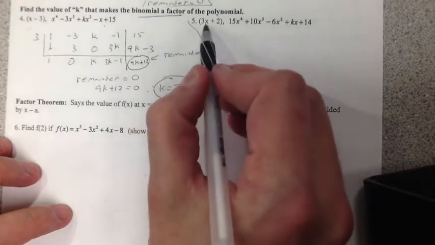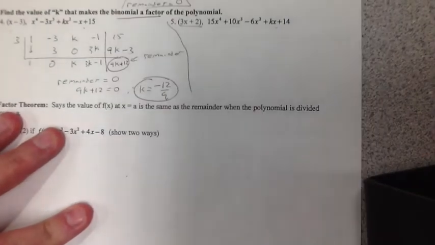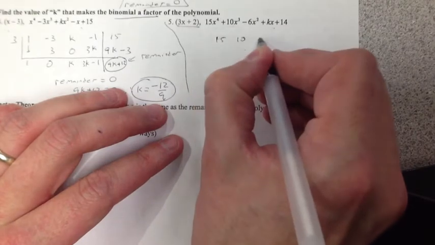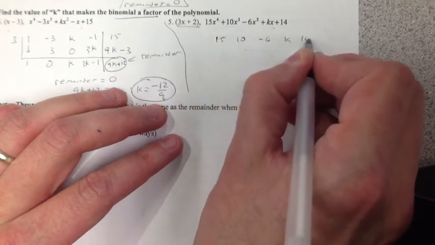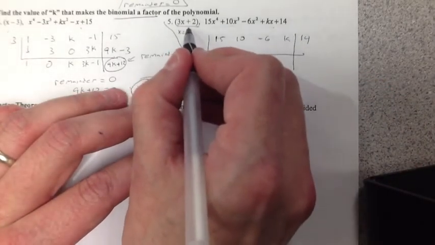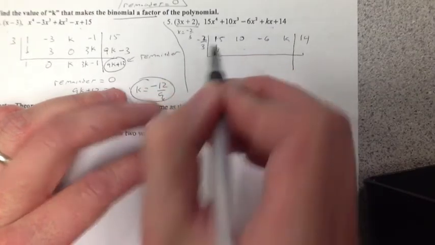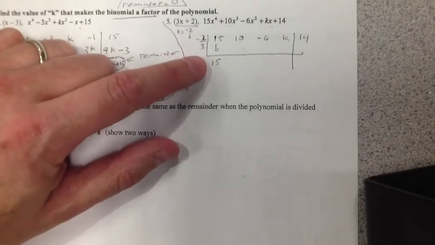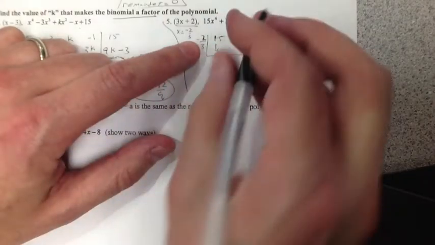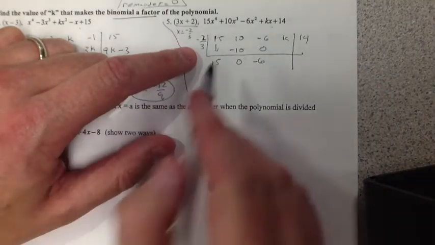Same idea. I want 3x plus 2 to be a factor of this polynomial here. So I'm going to divide. Okay. 15, 10, -6, k, 14. But what am I going to divide by this time? Ooh, that's -2/3. Ew. -2/3. Oh, luckily it'll work out. What's -2/3 times 15? Basically, take 15 divided by 3 is 5, times -2 is -10. 0. That's easy. 0. -6. I like synthetic division.